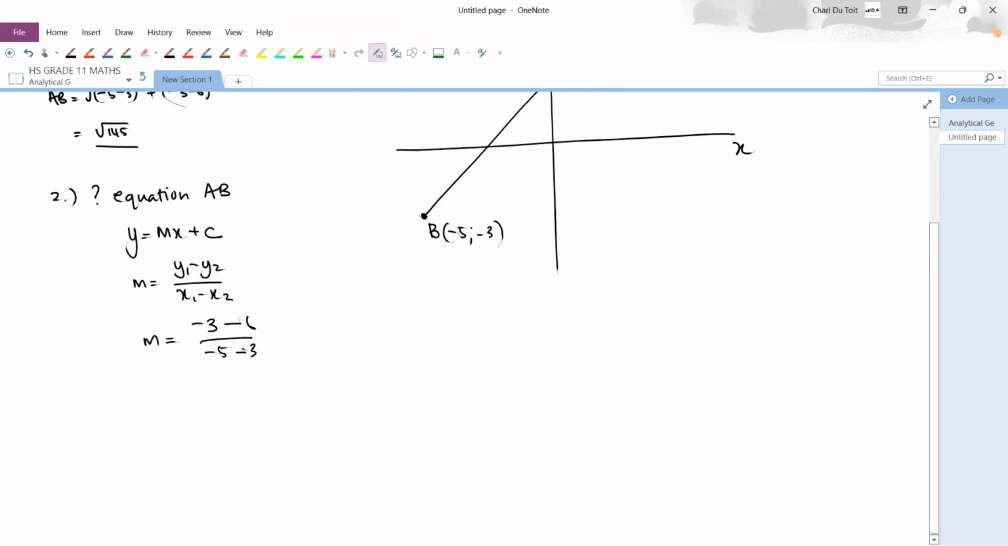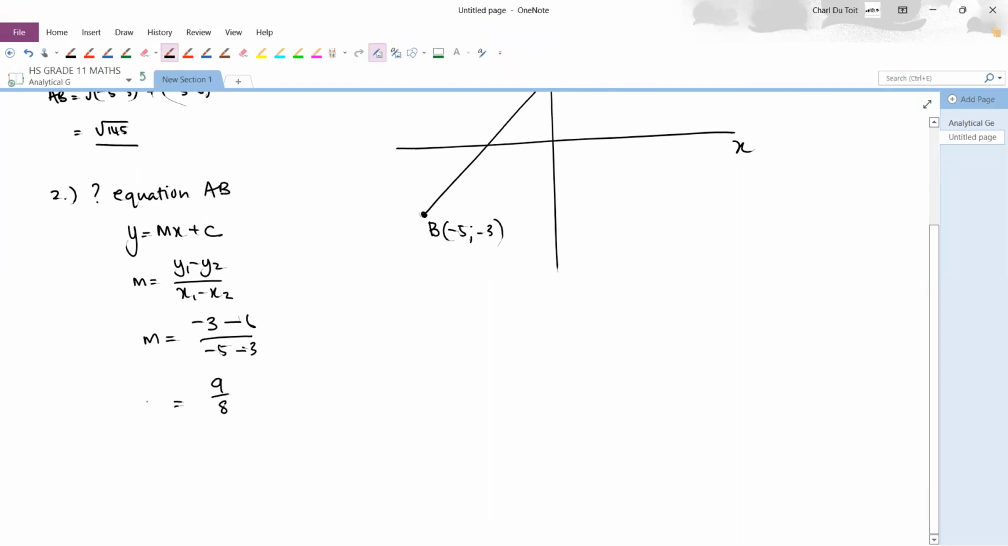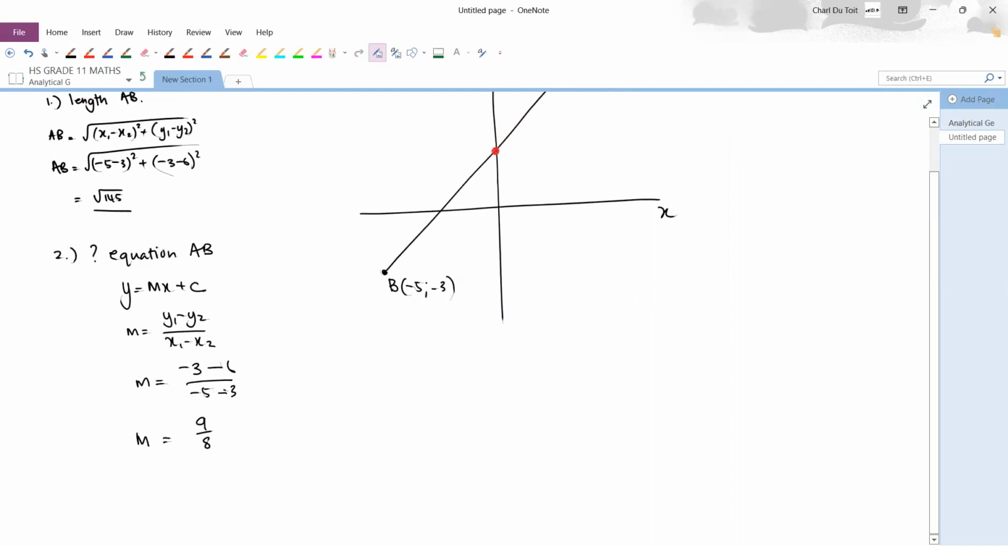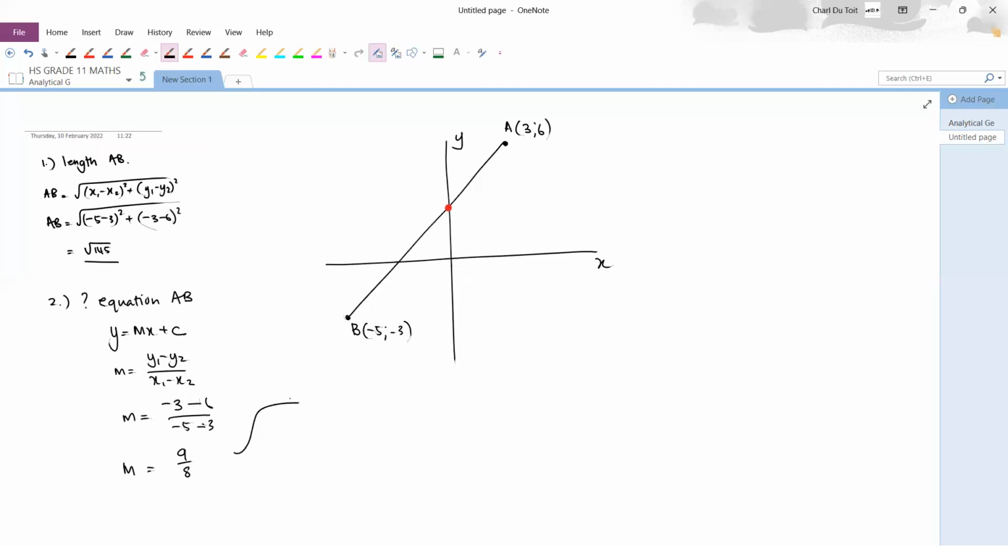Now, is that 9/8? Let me just recheck. Yeah, 9/8. Okay. So from now, Ibrahim, I can only do the equation. y equals 9/8 x plus c. And then I just substitute any one of those coordinates. The (3, 6) coordinate looks easy. 6 equals 9/8 times 3 plus c. That I just do with a calculator. I do 6 minus 9/8 times 3. I get 21/8.